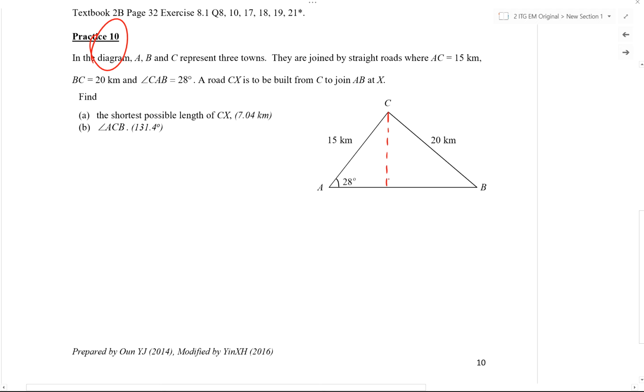In your diagram, you should have this for the position of X. Do you have it? Shortest distance, so the perpendicular distance. Now they want us to find the shortest possible length of CX.